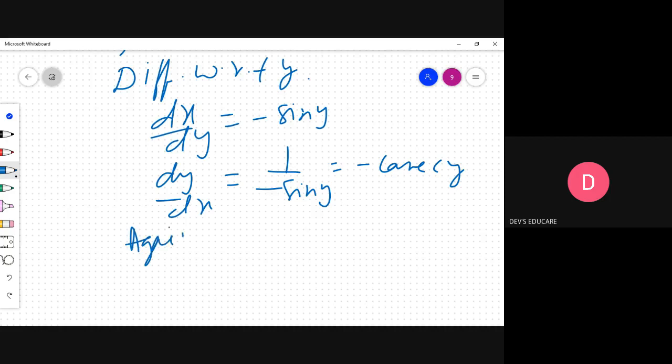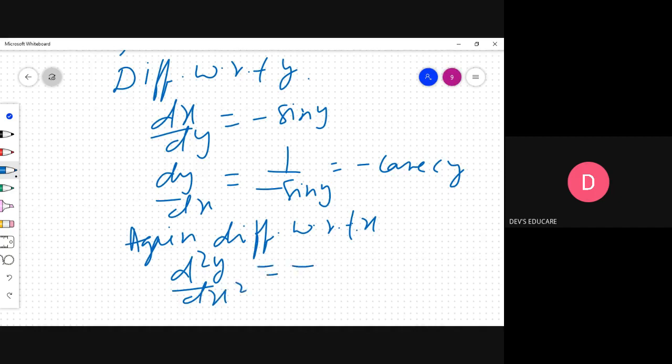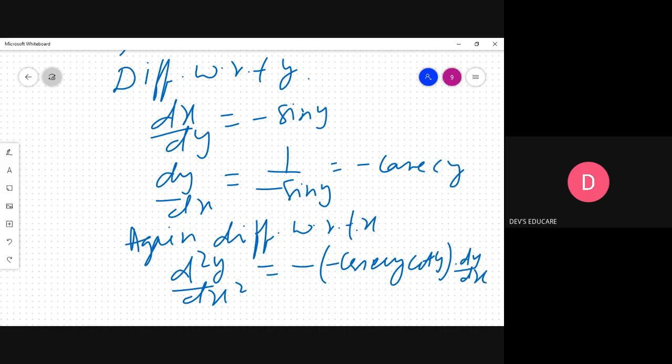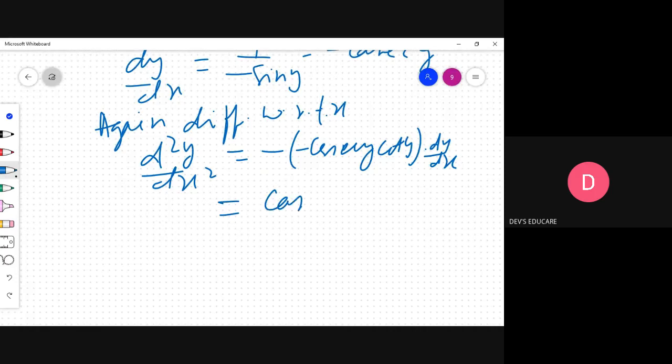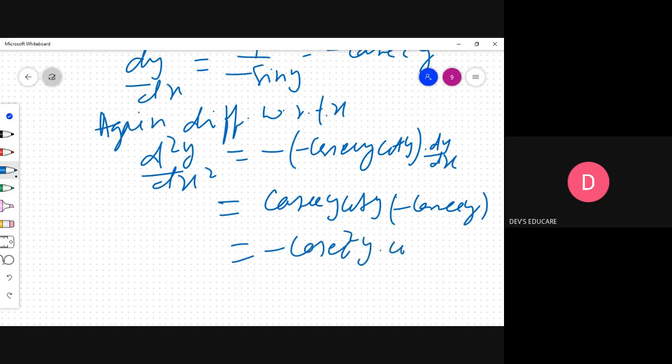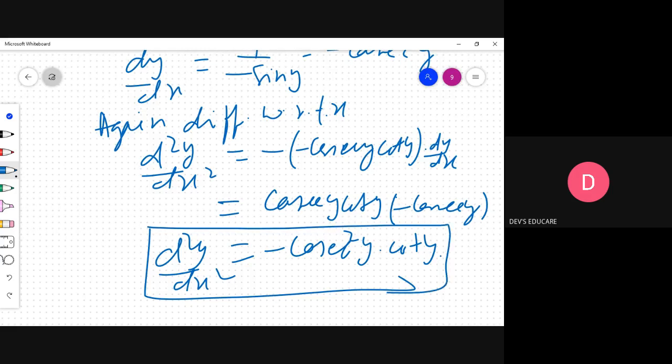Again differentiating with respect to x. So d2y by dx square equals minus of minus cosec y cot y into dy by dx. The differentiation of cosec y is minus cosec y cot y. Got it? Yes, sir. So this becomes minus minus plus cosec y cot y, and dy by dx is minus cosec y. So it becomes minus cosec square y into cot y. This is d2y by dx square. This will be the answer. Check your answer from that side.